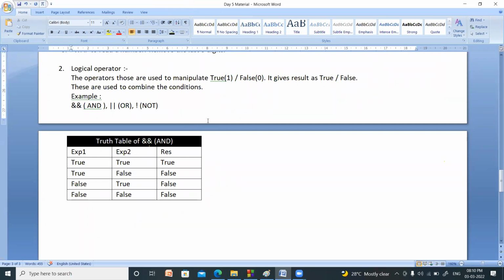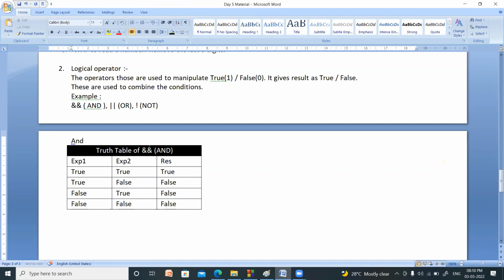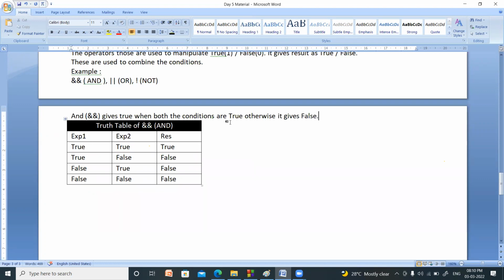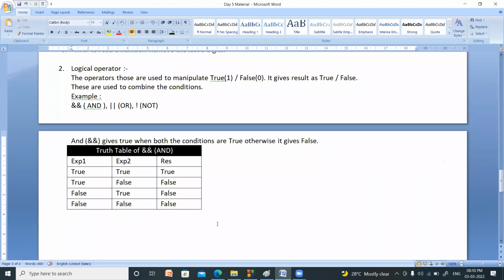Right? Now, what is the use of the and operator here? And means double ampersand. Double ampersand gives true when both the expressions, both the conditions, are true. Otherwise, does it give true or false? It gives false. Is it okay? Right. So, write down these logical operators. Now, I will give one more example for a truth table of OR.